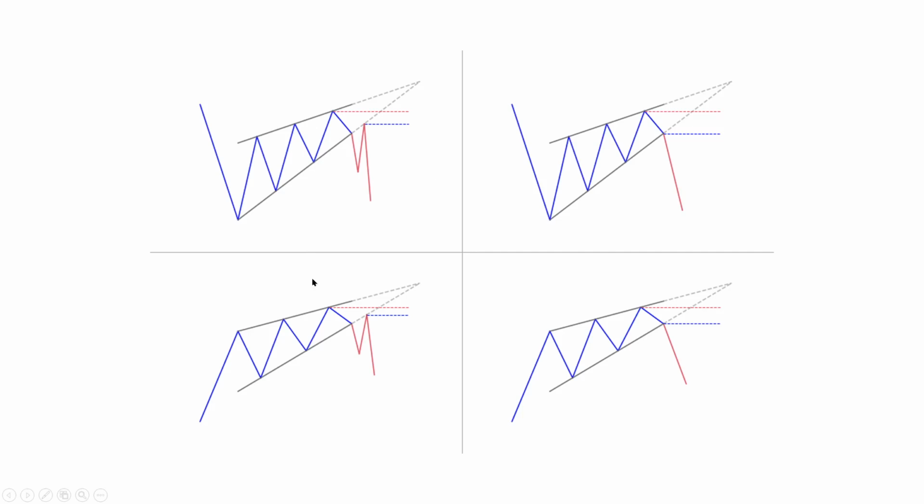More or less, any sort of pennant or wedge formation, if it's slanted upward, means that the buyers are starting to equal the sellers, and eventually the sellers are going to outweigh the buyers and push it lower. That's really what it means.